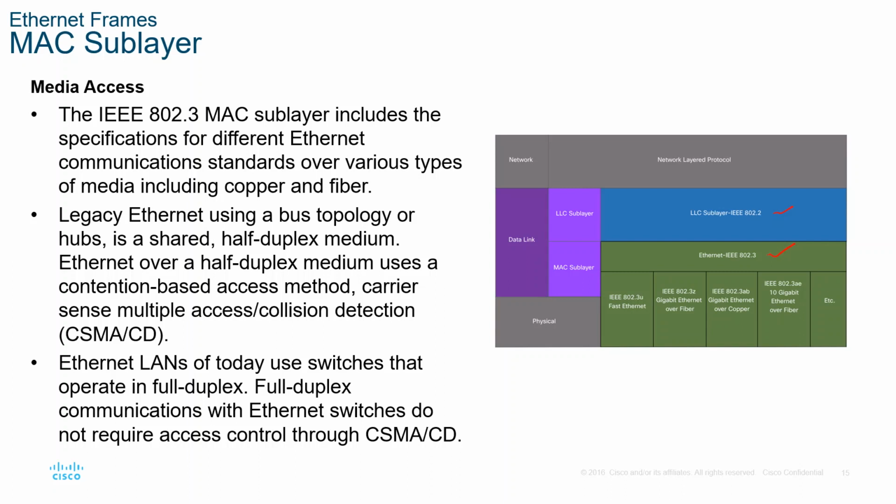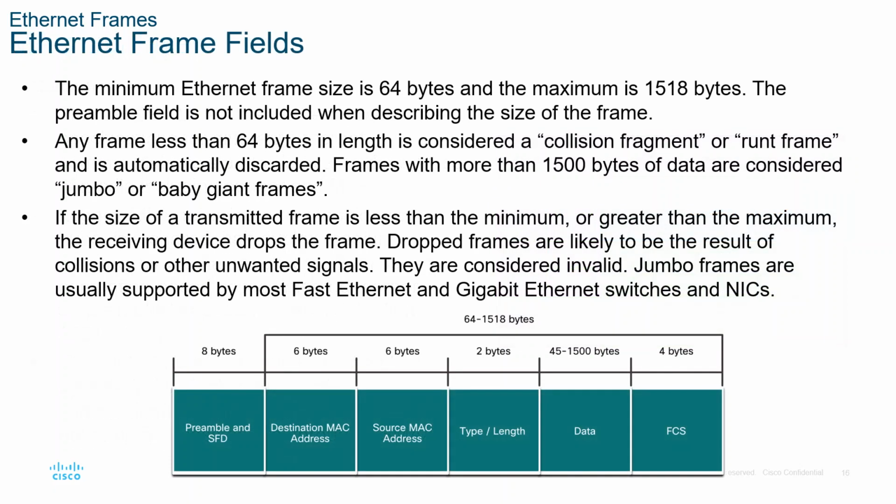However, nowadays, most of us, instead of using hubs, are using switches for the Ethernet LANs. Switches usually operate in full duplex mode. So full duplex communication with Ethernet switches does not require access control through CSMA/CD anymore. Alright, so now let us look at the Ethernet frame fields.